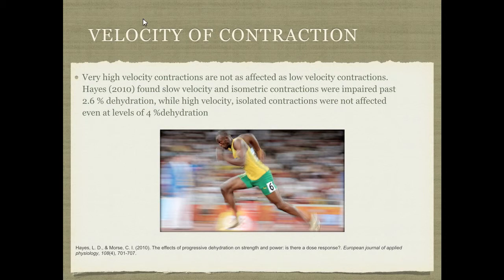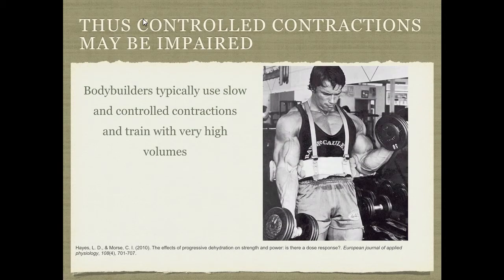So what this tells us is what? Why is this important? Well, if you look at bodybuilders, they typically use slower cadences and controlled contractions. They also focus on the isometric squeeze at the top of the lift, and they train with higher volumes. So they're interested in strength endurance and focused contractions, both of which are impacted by hydration status.